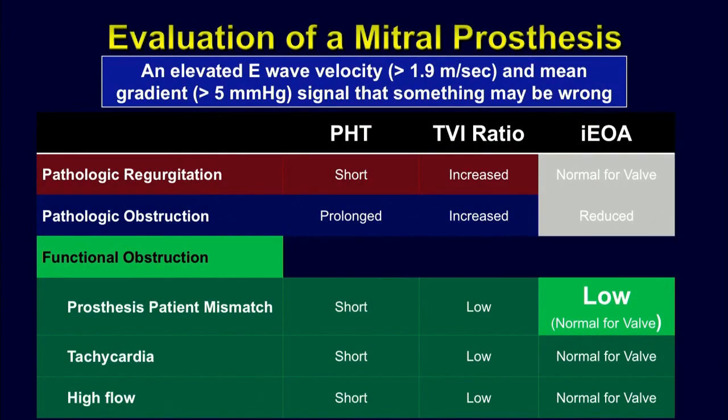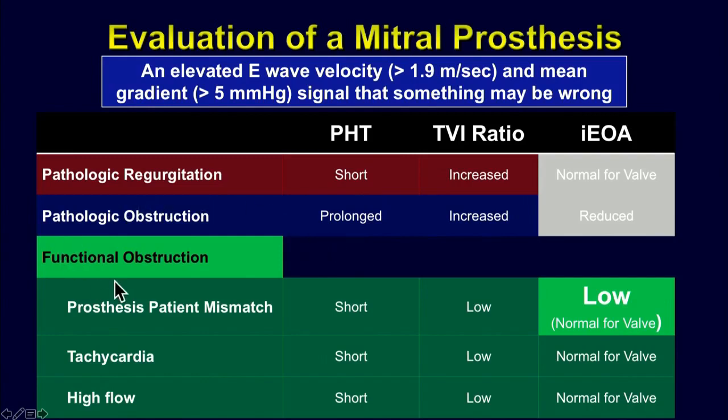It will be there for you, but just this little table that I sat on the plane thinking, how are we going to summarize all of this? Again, an elevated E-wave velocity and mean gradient just signal that something is wrong. It could be pathologic regurgitation. There you'd have a short pressure half-time but a high TVI ratio. It could be pathologic obstruction because you have a prolonged pressure half-time over 130 as you go through that algorithm.